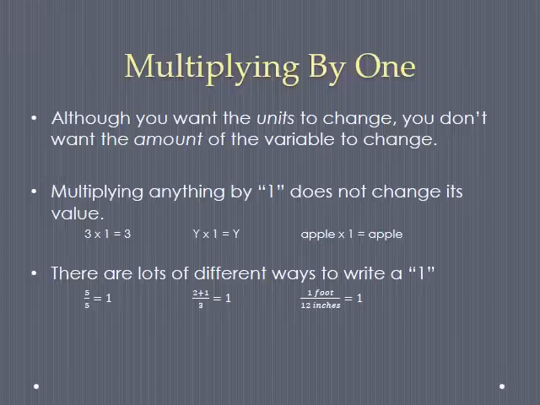What we're going to be doing is writing 1s with values and units. As long as the top of the fraction is equivalent to the bottom of the fraction, the value of the fraction is 1. So since we know that 1 foot is equal to 12 inches, that means that 1 foot divided by 12 inches is still 1. So if I took an apple times 1 foot divided by 12 inches, it's the same as that apple times 1. We're still going to have an apple.